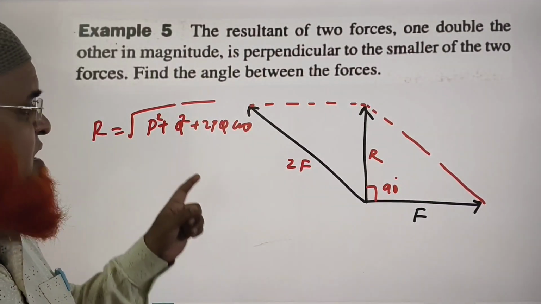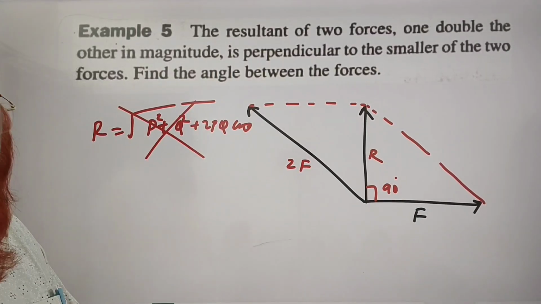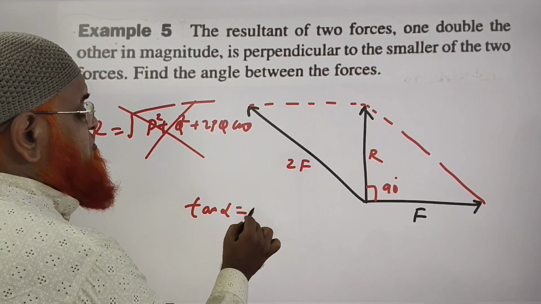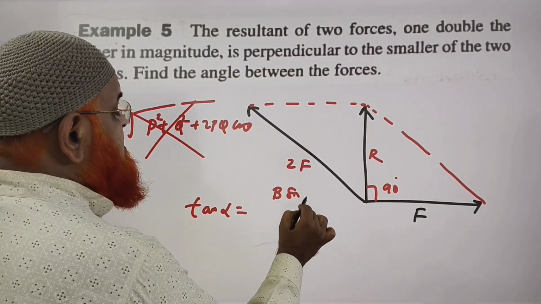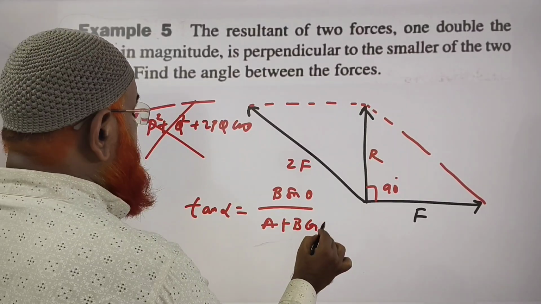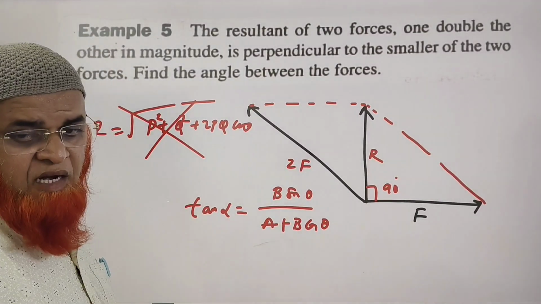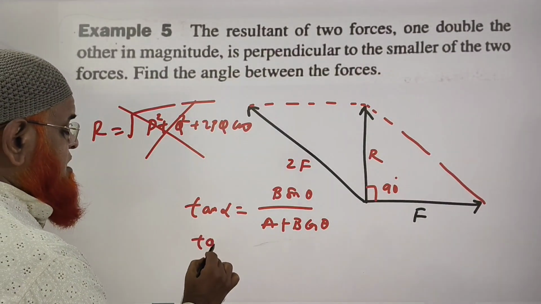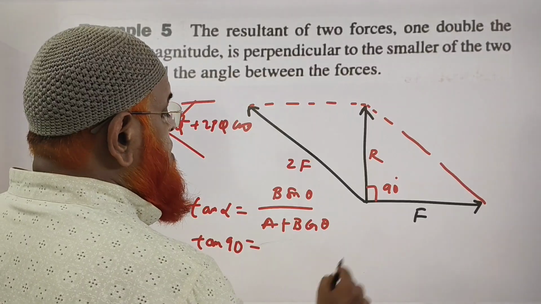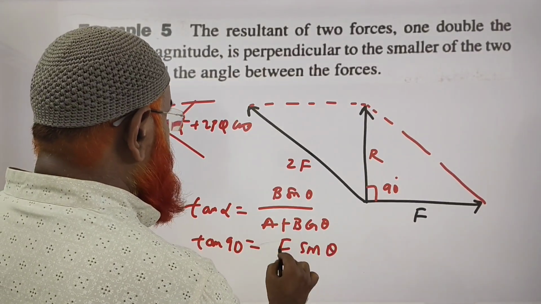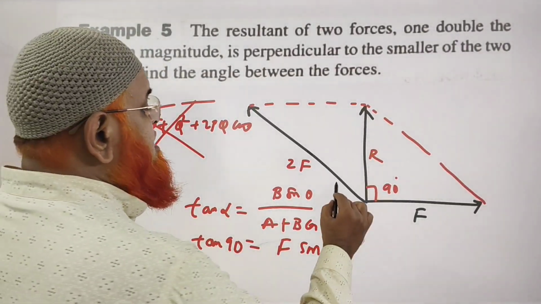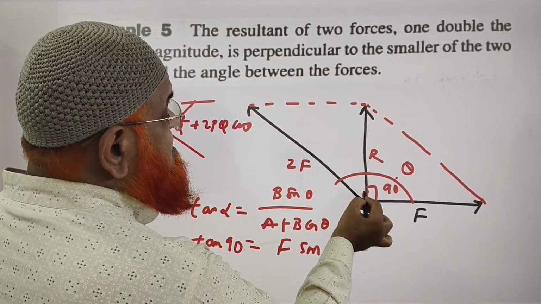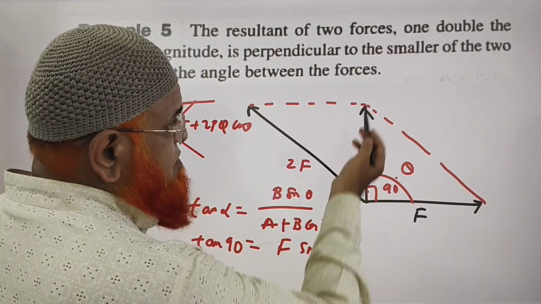Whenever insufficient data is there, instead of going to this formula, there is one more formula. What is that? The angle made by the resultant, that is tan alpha, is equal to B sin theta by A plus B cos theta. Do you know this formula? It finds the direction of the resultant in the parallelogram law. So this is a formula you can use now. So we can write tan 90. Okay. So F sin theta. Theta means this angle, the angle between the two forces, which we don't know. And this is the resultant making an angle of 90 with the smaller force. That is the question here, isn't it?